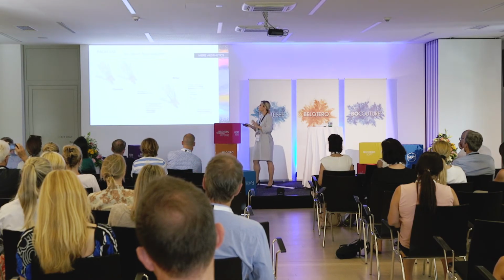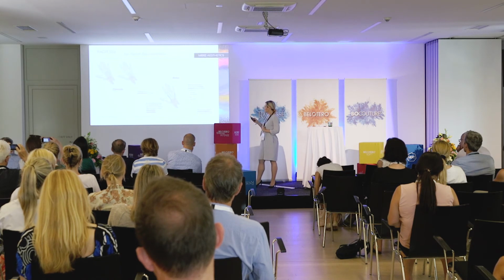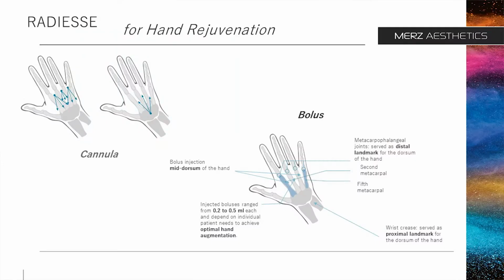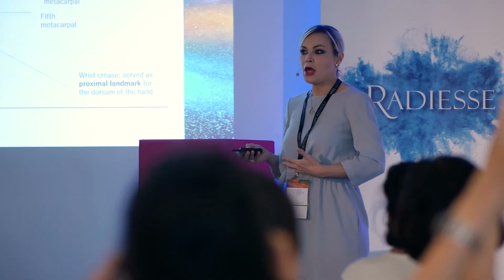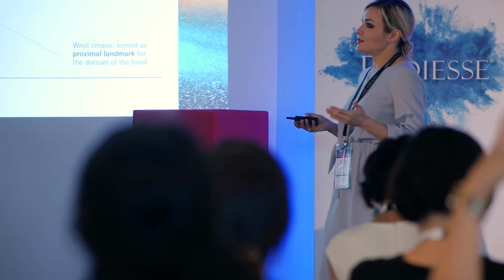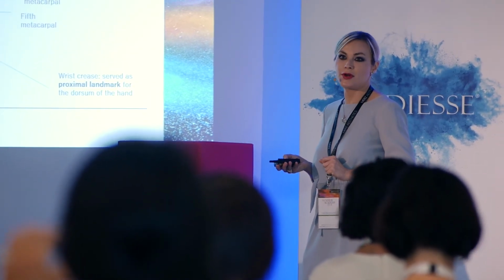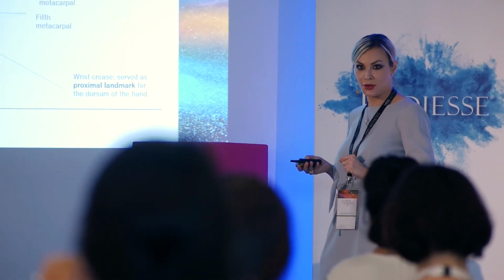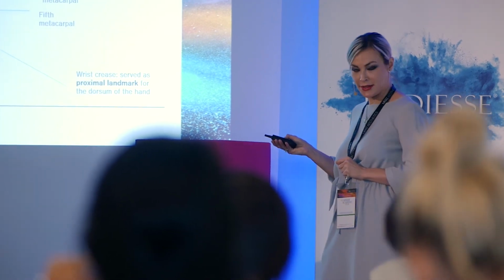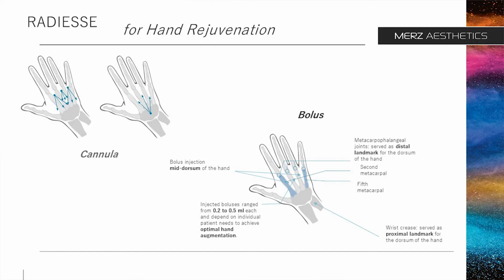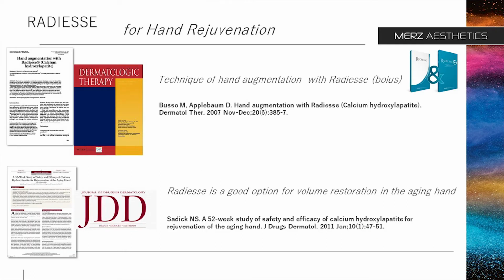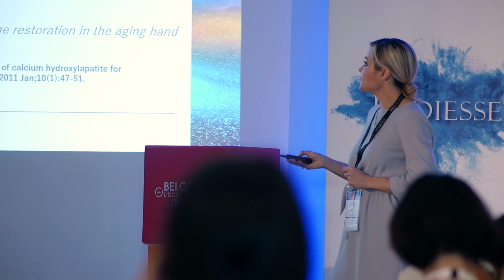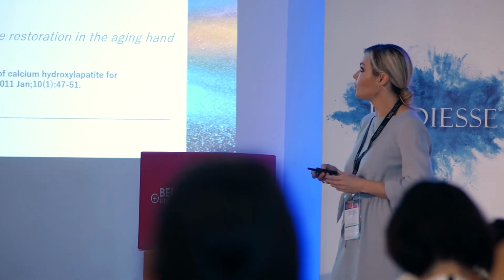You can choose between two techniques. The technique with a cannula with one proximal entry point and 2 or 3 distal entry points by using at least a 25 gauge diameter, 50 millimeters length cannula. This is my favorite technique. Or you can use the bolus. The technique with the bolus, I've never used it, was firstly described by Busso and Applebaum. So I put these 2 papers about Radiesse for hand rejuvenation.